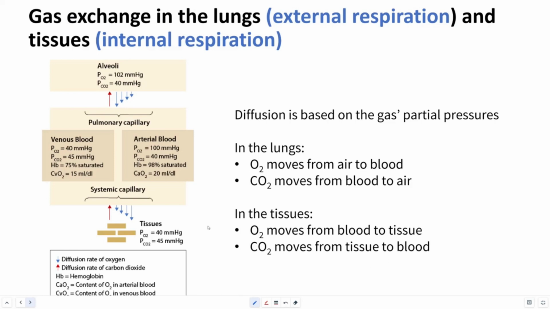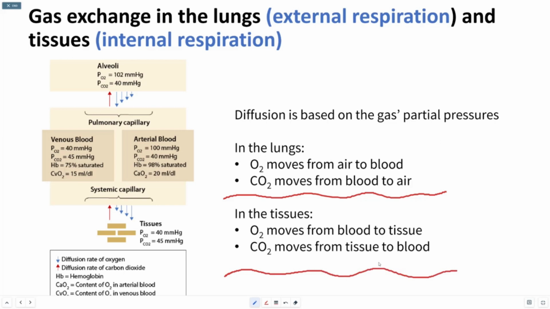External respiration and internal respiration. External respiration occurs inside the lungs. Internal respiration occurs inside the tissue. In the lungs, oxygen moves from the air to the blood, whereas CO2 moves from the blood into the air. When it gets to the tissues, oxygen, O2, is going to move from the blood to the tissues, and CO2 moves in the opposite direction from the tissues to the blood. The oxygen shown in blue will diffuse towards the blood vessel and the blood cells, whereas the CO2 shown in red is going to exit out.